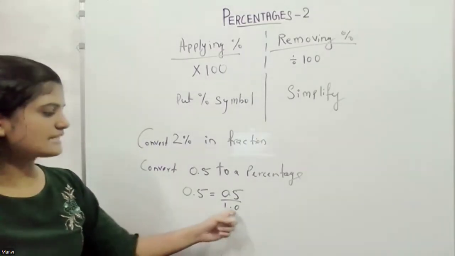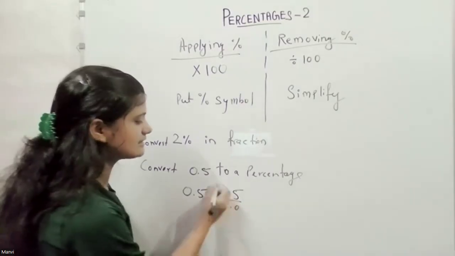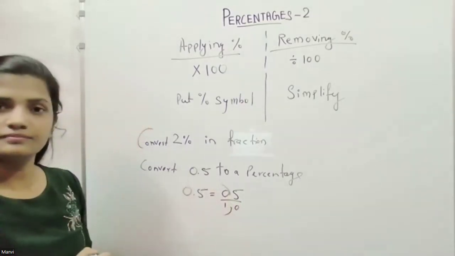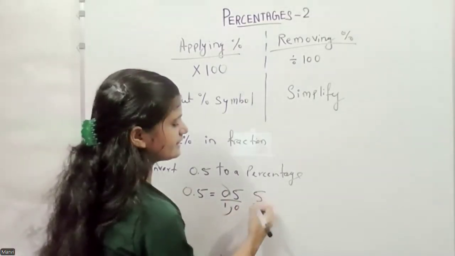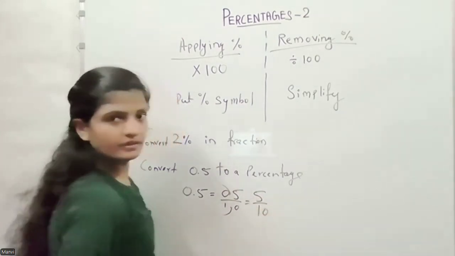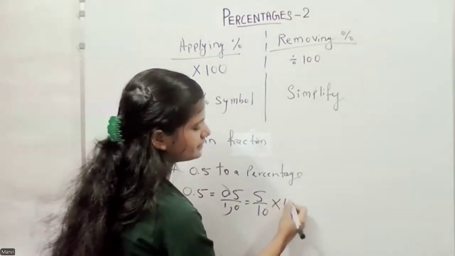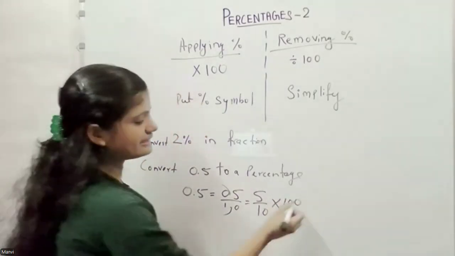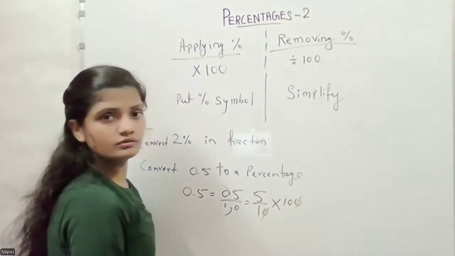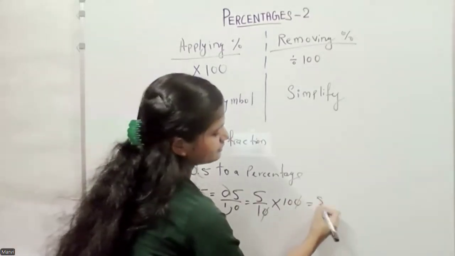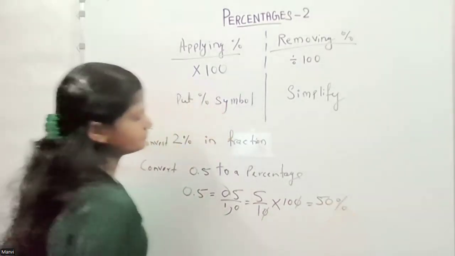And both have the same number of decimal places, so we can easily cancel, remove this decimal, and it will be 5 by 10. And to convert it into percentage, we just multiply this with 100. And we can easily cancel these 0s. And the answer will be 50%.